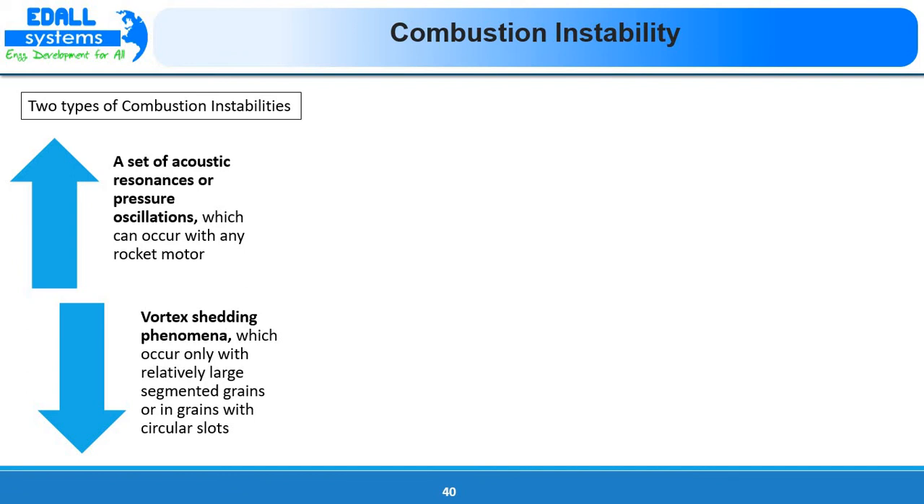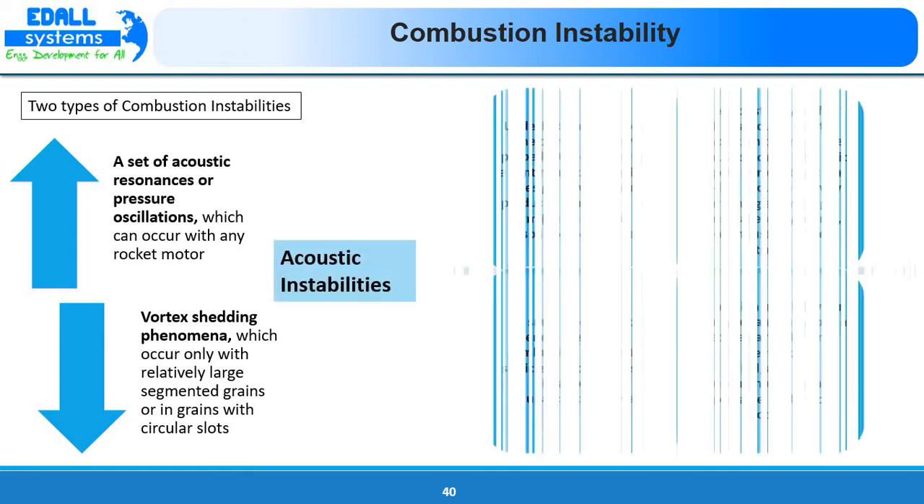So the set of acoustic resonances or pressure oscillations can occur with any rocket motor, but the vortex shedding phenomenon can occur only with relatively large segmented grains or in grains with circular slots. So first we will discuss acoustic instabilities.